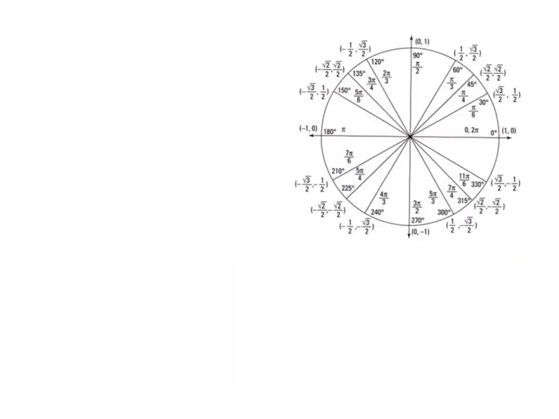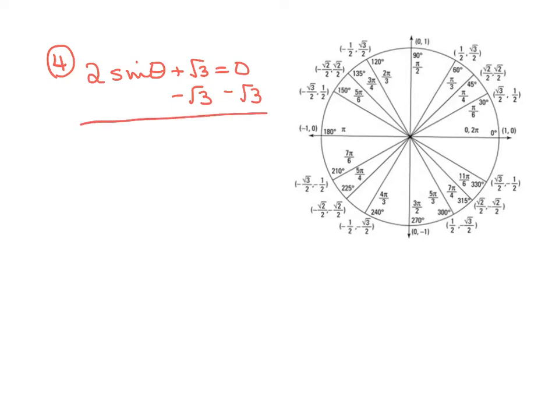Okay, so I just made a new page, and now I'm going to work on number 4. The question is 2 sine of theta plus square root of 3 equals 0. I'm going to subtract the square root of 3 from both sides. 2 sine of theta equals negative root 3. Divide by 2. Sine of theta is equal to negative root 3 over 2.